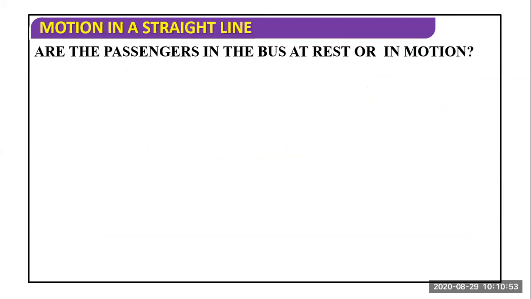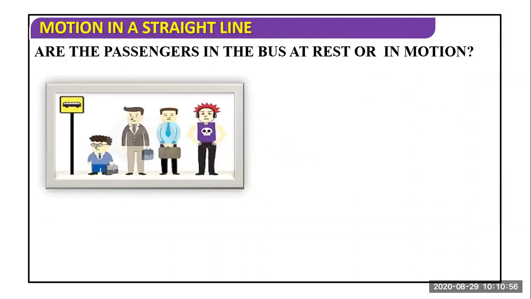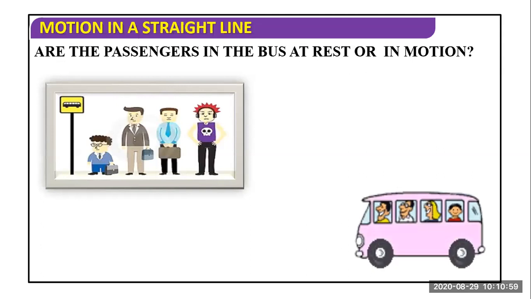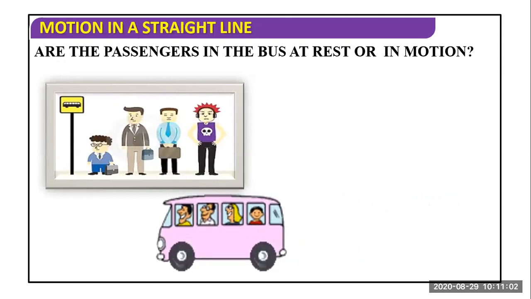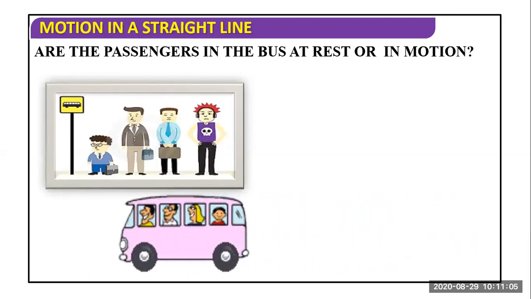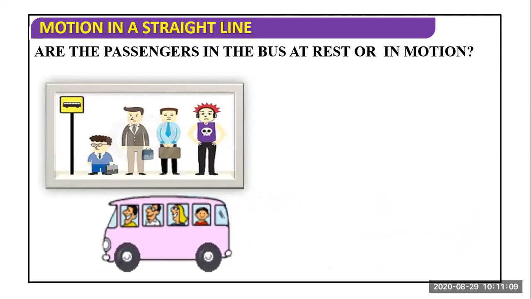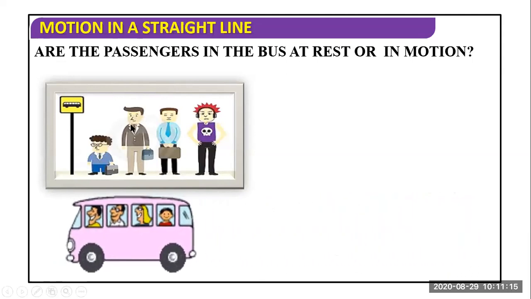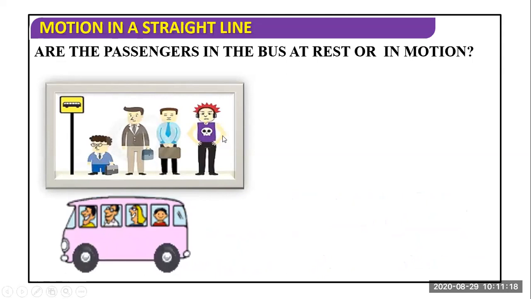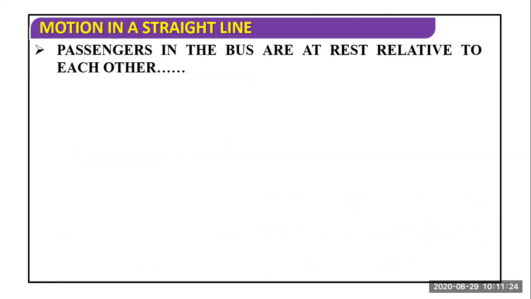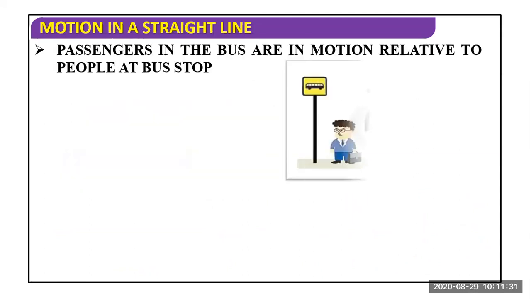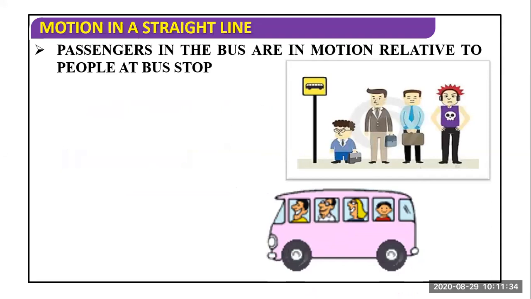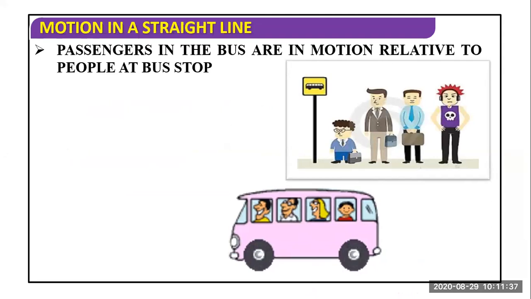Are the passengers in the bus at rest or in motion? If you consider this bus and its passengers, are they at rest or in motion? If we see the passengers with respect to each other inside the bus, they are at rest. But if we see those passengers with respect to the people at the bus stop, they will be considered in motion. So passengers in the bus are at rest relative to each other, and passengers with respect to people at the bus stop will be considered in motion.